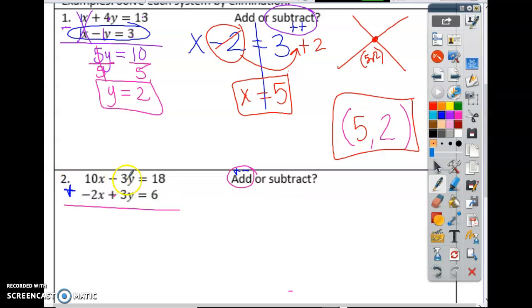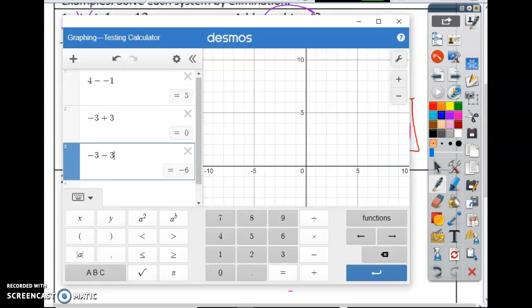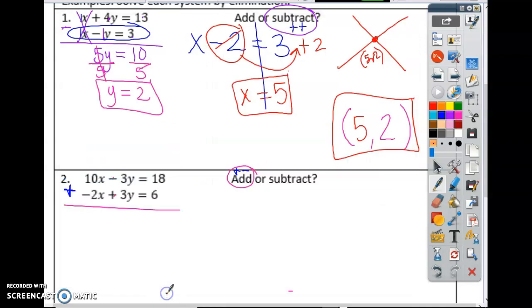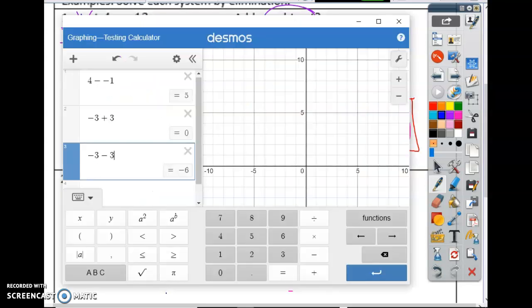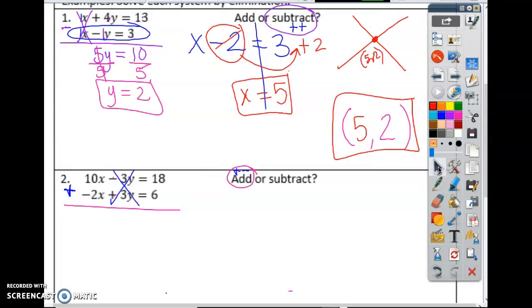When I add -3 plus 3, it gives me 0. I already put it in here. -3 plus 3 gives me 0. I couldn't subtract it because that gives me a -6. Okay, I need it to cancel out. So it needs to give me 0. That's why I added. So these two will cancel. And then you add up the rest. So what's 10 plus -2? 10 plus -2.